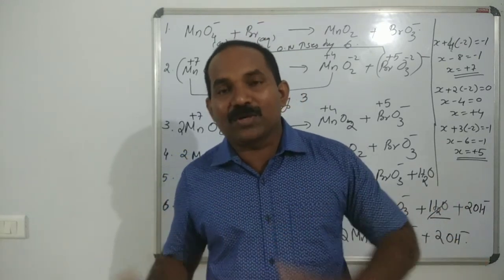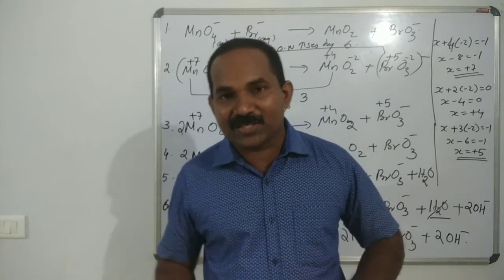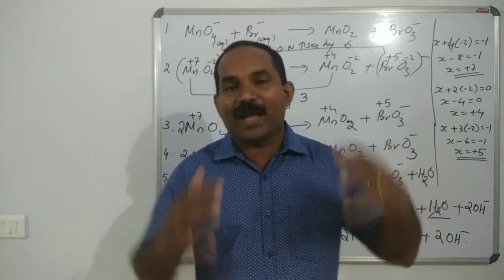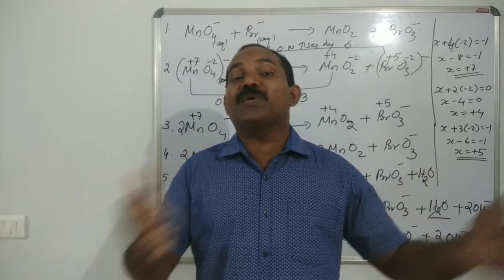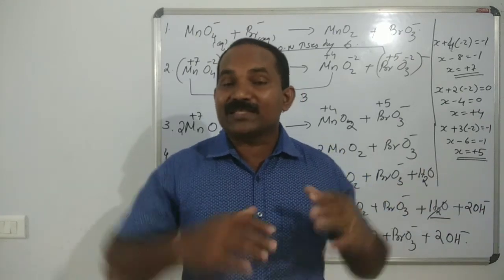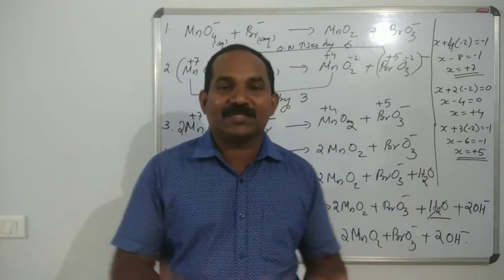And balance the 2 half reactions, oxidation and reduction reaction. Finally, the 2 balanced half reactions must be added. So we will discuss the examples in the next section.